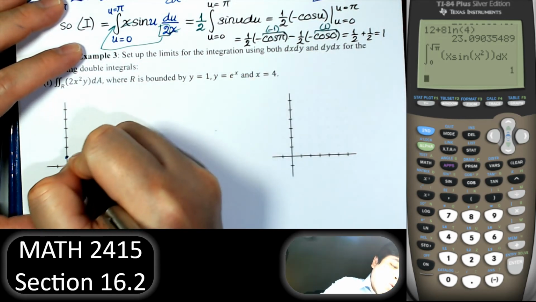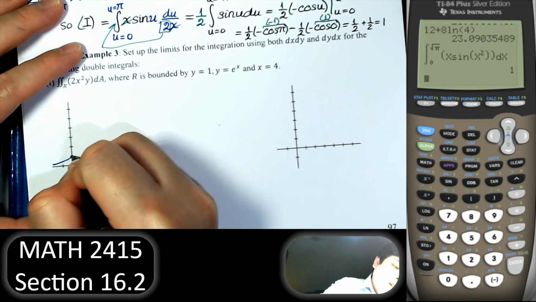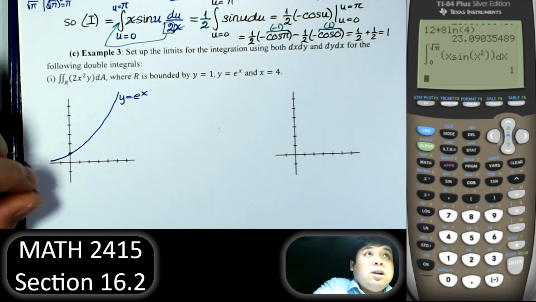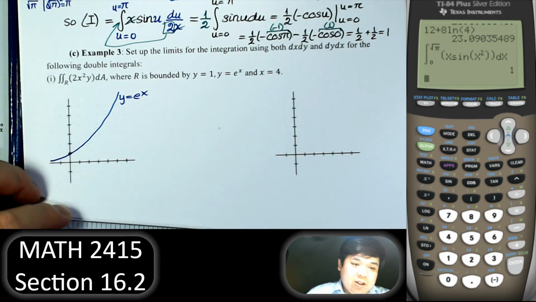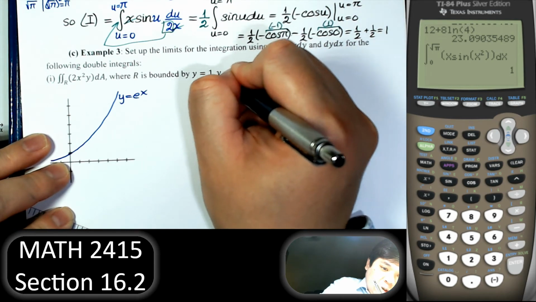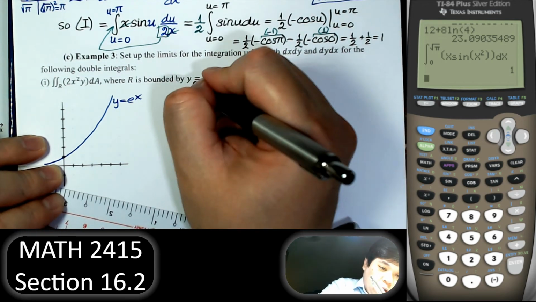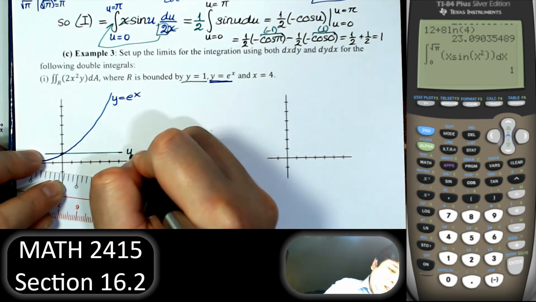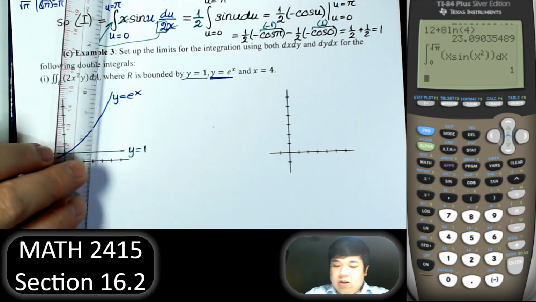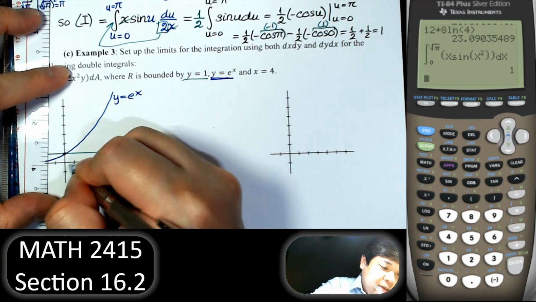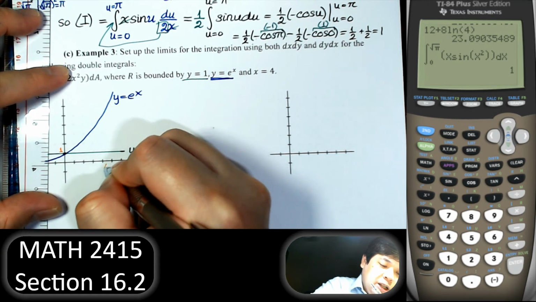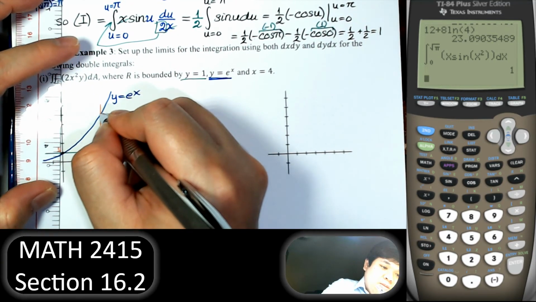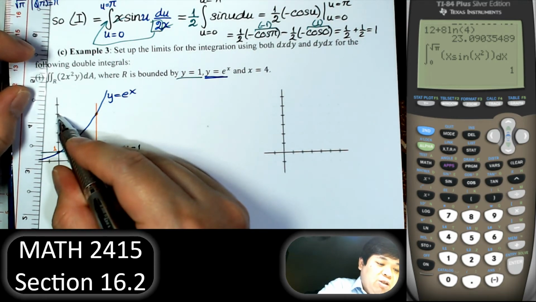If x is 0, y is 1, so we know it's going to look like this. This is y equal to e to the x. Y equal to 1 is a horizontal line. X equal to 4 is a vertical line. Let's say 1 here and 4 here. I said the scale is way off, so don't go by this point. This point is not 5, obviously.